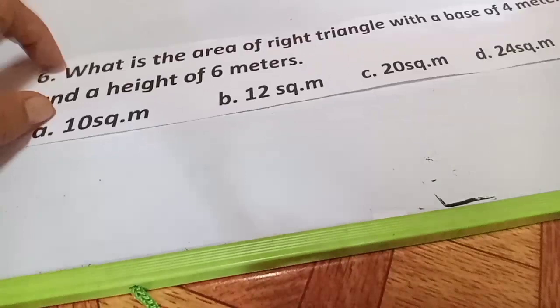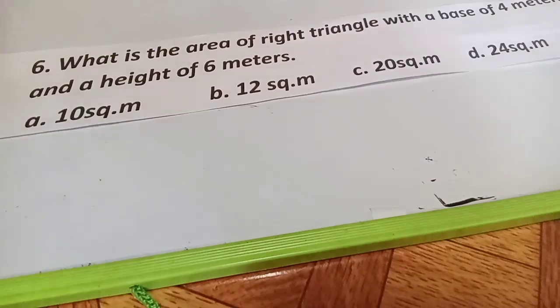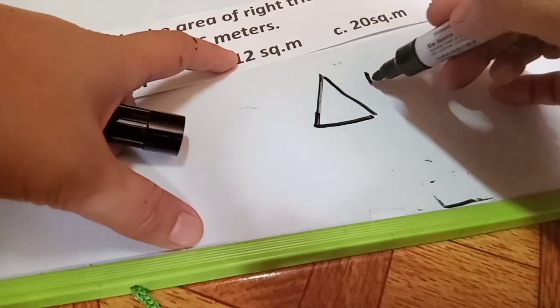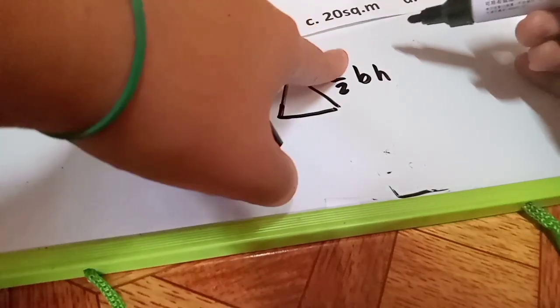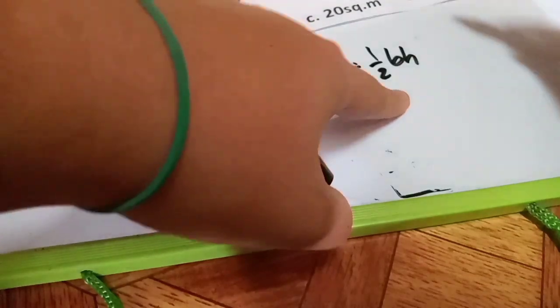Okay, let's go for number 6. What is the area of a triangle with a base of 4 meters and a height of 6 meters? So, what is the formula for the area of a triangle? We know that the area of a triangle is 1/2 base times height. Right? So, area will be 1/2 base times height.